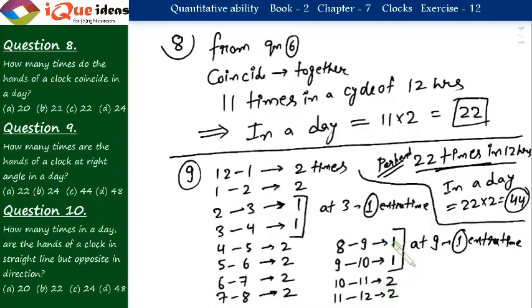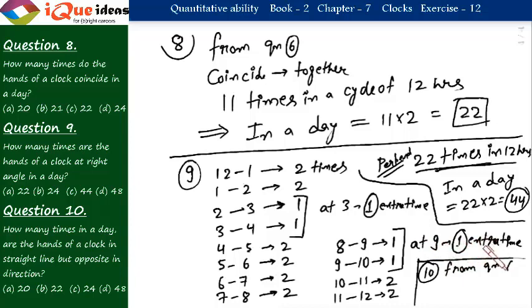Then comes question number 10. We have already done that calculation. It says how many times in a day are the hands of a clock in a straight line but in opposite direction. Now that counting we have also done in question number 6, where we did for both cases of together or straight line. So I'll simply write question number 10 we can get from question number 6.